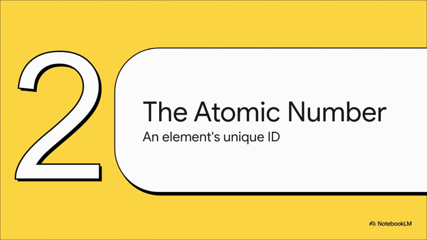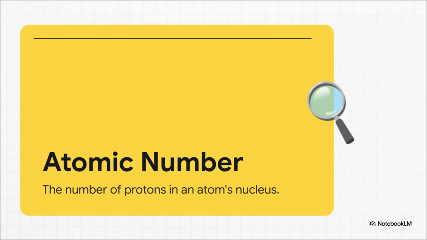Okay, so we know what's inside an atom. But how can we tell a gold atom from a helium atom? Well, every element has its own special ID card. It's one single number that tells you exactly what element you're looking at. And we call it the atomic number. And you know what? The definition is so simple. The atomic number is just the number of protons in the atom's nucleus. That's it. If you know how many protons there are, you know exactly which element it is.